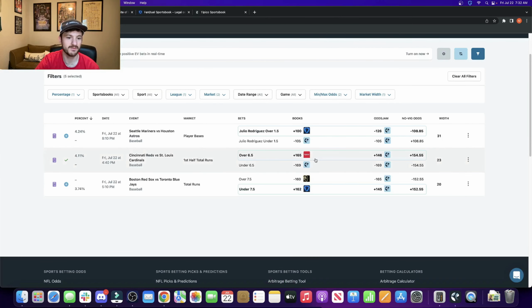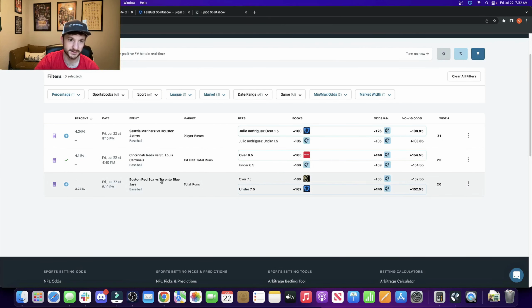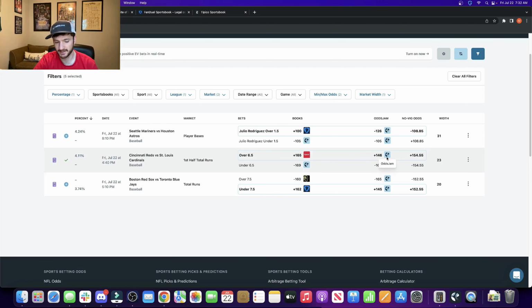Like I said, it looks like another one popped up on FanDuel as well. We'll have to check that out as well as this one. But to talk about this one itself, the math behind it: the OddsJam line, which everybody knows is pulled from the most accurate sportsbook in the world, prices this at plus 146. With the vig removed, it's priced at plus 155. That's 23 cents in market width, which is below that 25 threshold. Market width literally just calculates the difference between these two numbers.